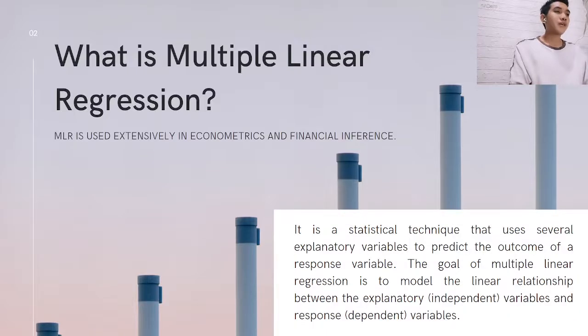We start by defining what multiple linear regression is. It is a statistical technique that uses several explanatory variables to predict the outcome of a response variable. The goal of multiple linear regression is to model the linear relationship between the explanatory, which are the independent variables, and the response, which is the dependent variable. MLR is used extensively in econometrics and financial inference.